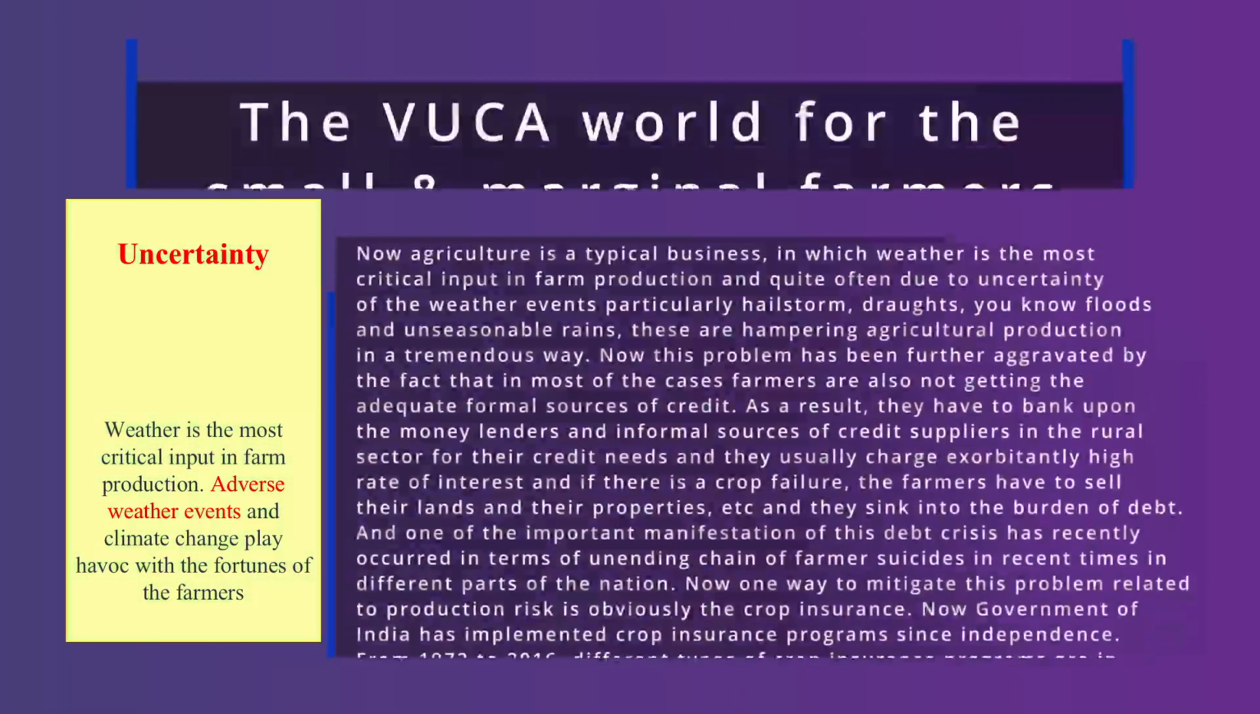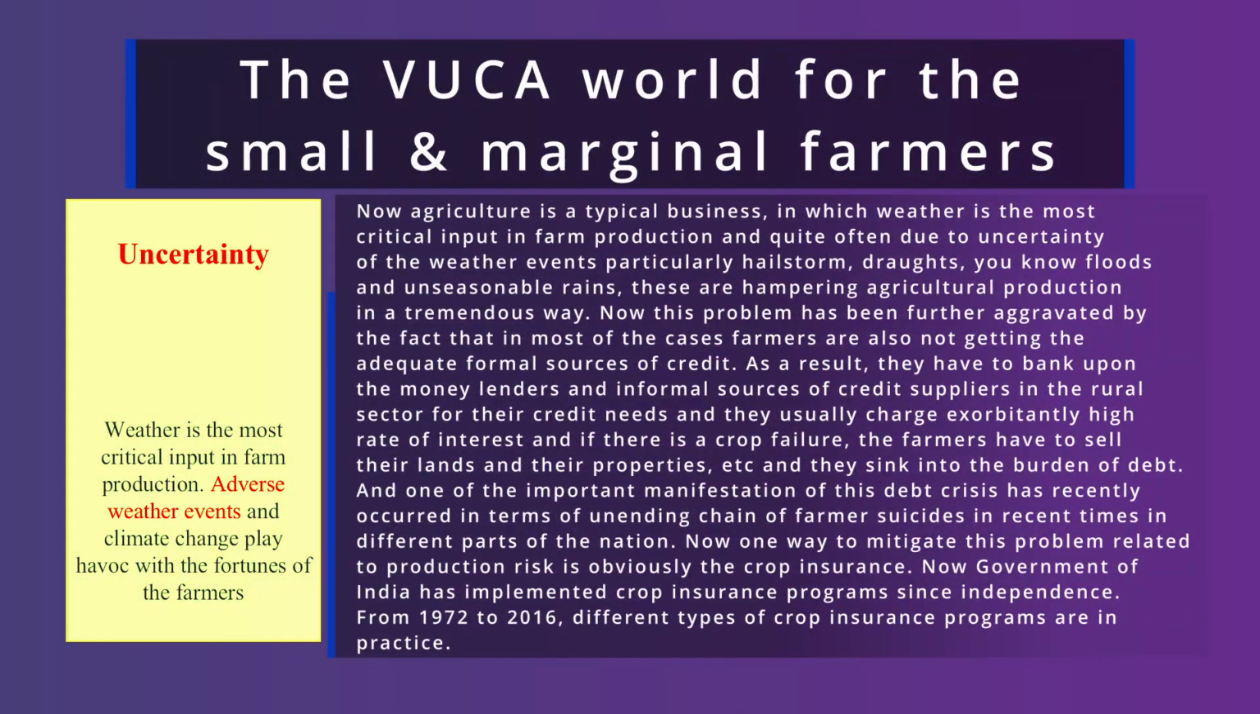The second important factor is uncertainty. Agriculture is a typical business in which weather is the most critical input in farm production. And quite often, due to uncertainty of weather events, particularly hailstorms, droughts, floods, and unseasonal rains, agricultural production is hampered in a tremendous way.